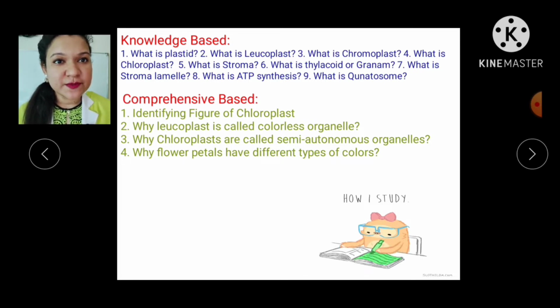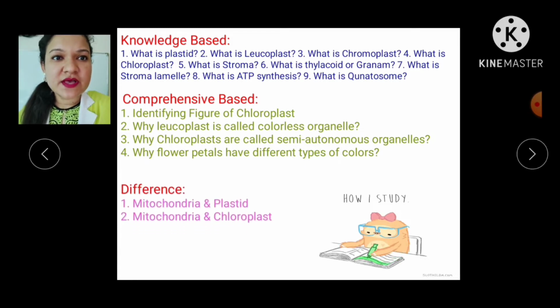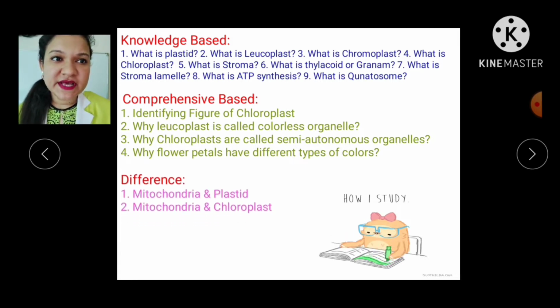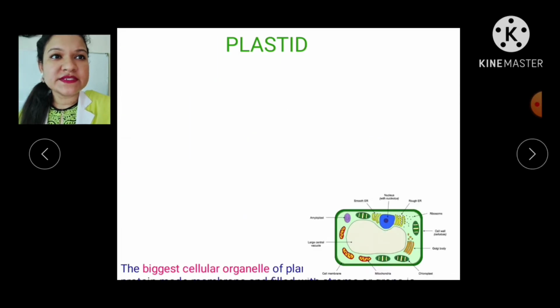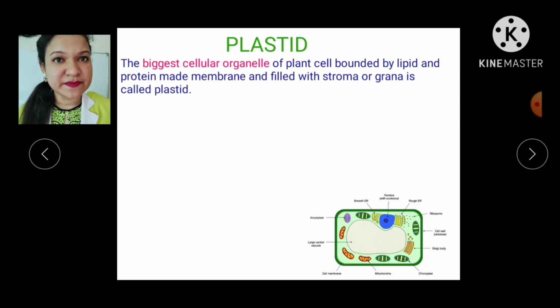Identifying the figure of chloroplast, why leukoplast is called a colorless organelle, why chloroplasts are called semi-autonomous organelles, why flower petals have different types of colors, and some differences, like the difference between mitochondria and plastid, and mitochondria and chloroplast. Now I will start today's topics.